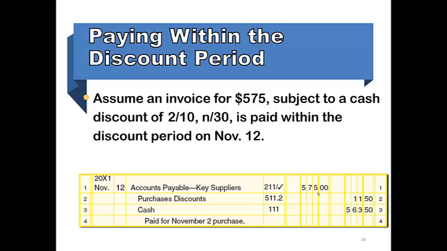Then we're going to write a check for 2% less. So $575 times 2% will give you $11.50 in discounts. So that goes over to the credit side because remember, purchase discounts has a normal credit, and then cash is for the difference. So just make sure that your two credits are equal to your debit. So even though we owed $575, we only paid $563.50, and then the $11.50 we earned as a purchase discount by paying early within 10 days.